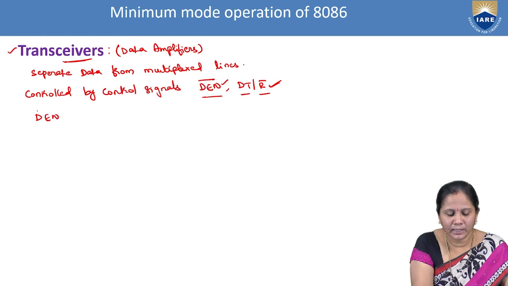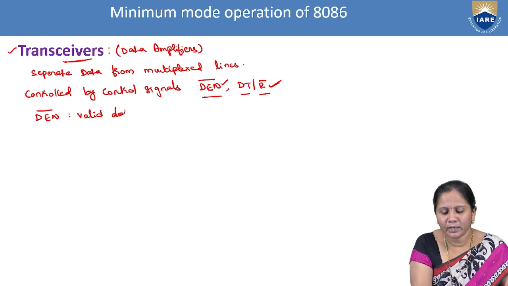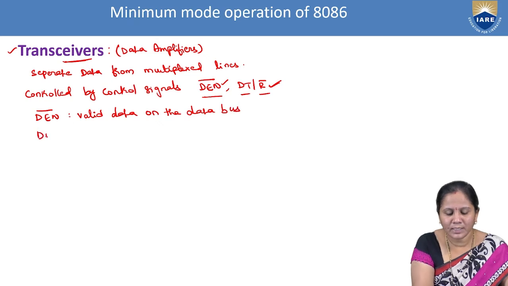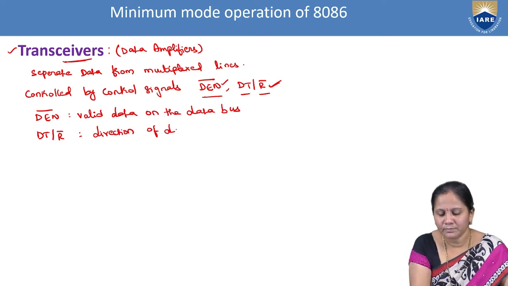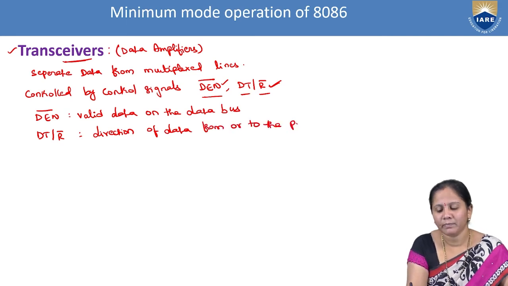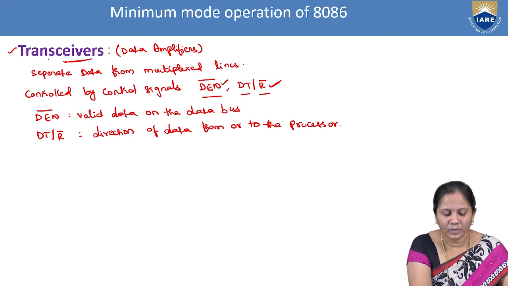DEN bar represents valid data on the data bus. And the next one is DT/R bar, the direction of data from or to the processor. All these things will be done by the transceivers.